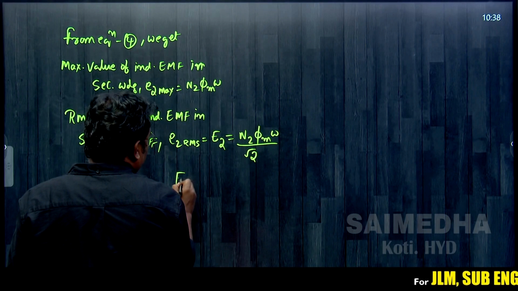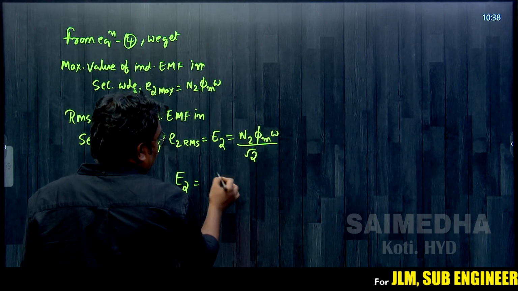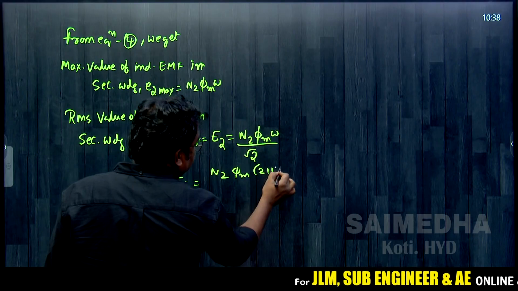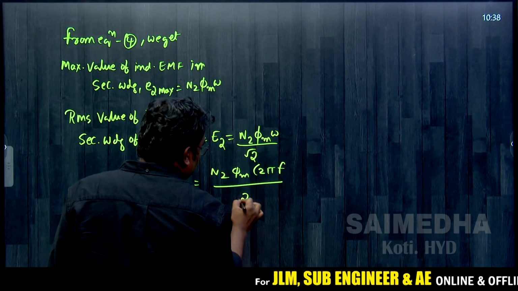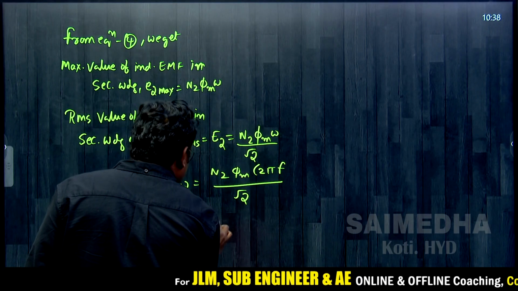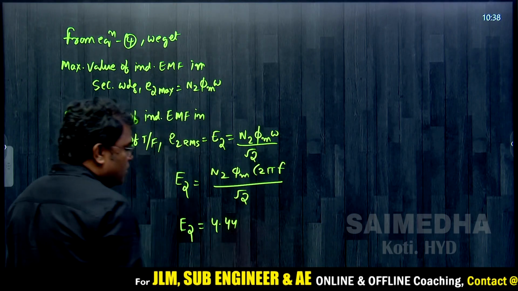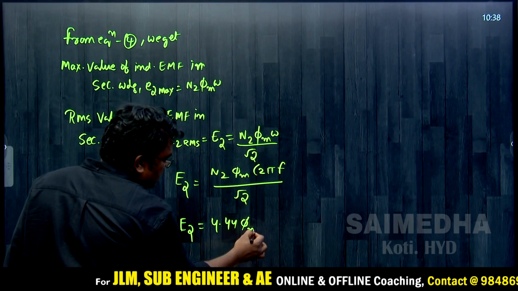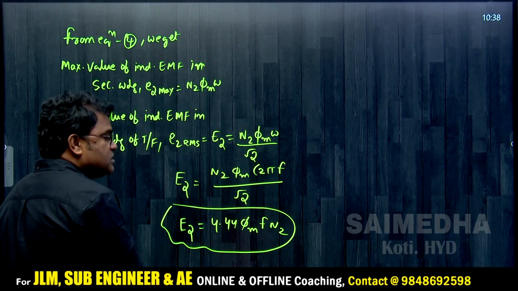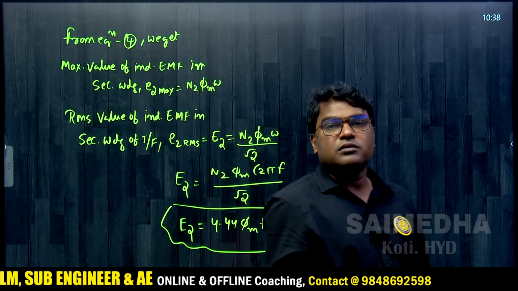So therefore E2 is equal to N2 phi maximum omega, and omega is 2 pi f, divided by root 2. By solving this we will get E2 is equal to 4.44 phi maximum f N2. So this is the EMF equation in the secondary winding of the transformer.